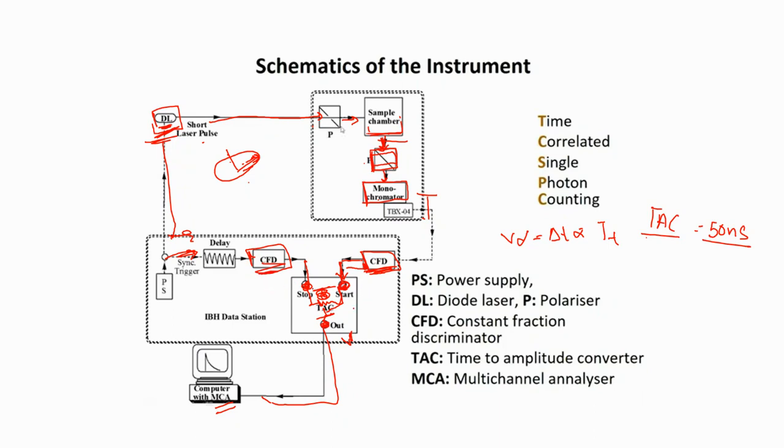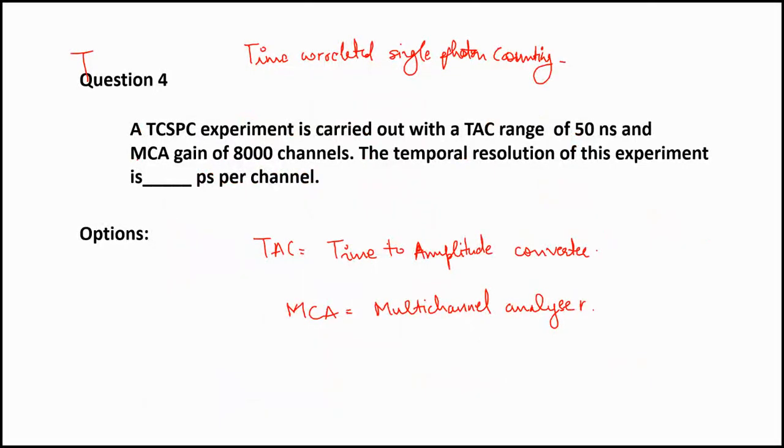Okay, because this entire process will stop only when you stop it from here. It will get started when the light enters through the CFD. Now, how does the resolution depend? The more channels you use for individual nanoseconds, the more the resolution will be.